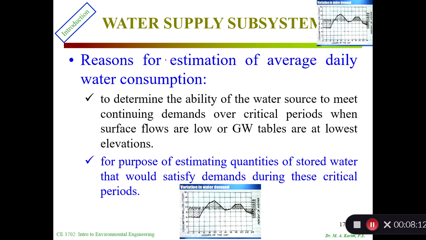Okay. Reasons for estimating average daily water consumption. So here is the reason: to determine the ability of a water source to meet continuing demands over a critical period when surface flows are low and the groundwater is at its lowest elevation. Then we have to determine that for the purpose of estimating quantities of stored water that would satisfy demand during the critical period. So that's the reason we have to do that.